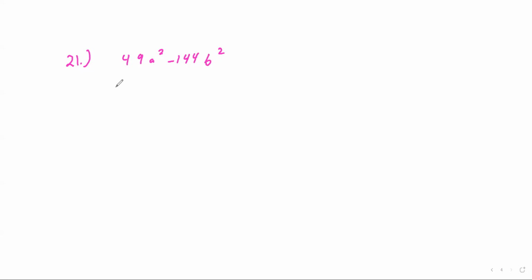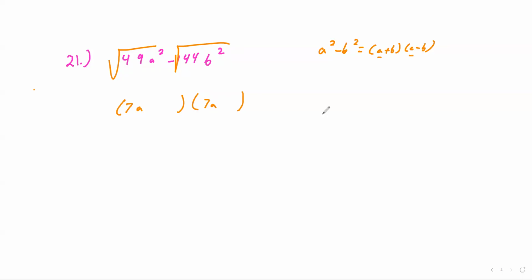So here we go. To determine this, I'm going to use a squared minus b squared equals a plus b, a minus b. The order of these two binomials does not matter. Then I'm going to take the square root of both sides. What you're trying to do is determine your a and b. If this represents my a squared, the square root would represent the a's that I need to put in first. The square root of 49 is 7. The square root of a squared is a. So my a ended up being 7a, which would represent the a's right here.